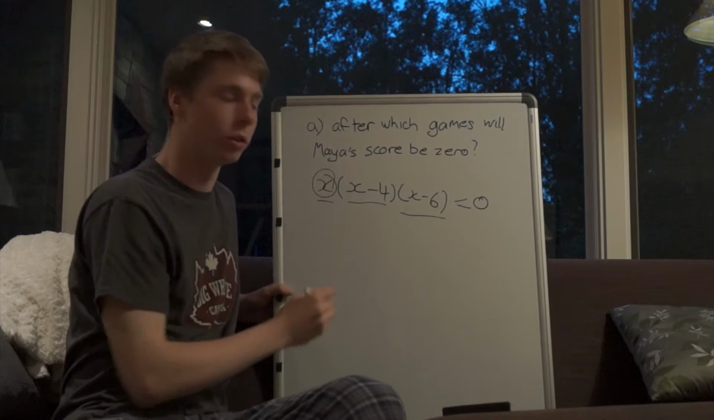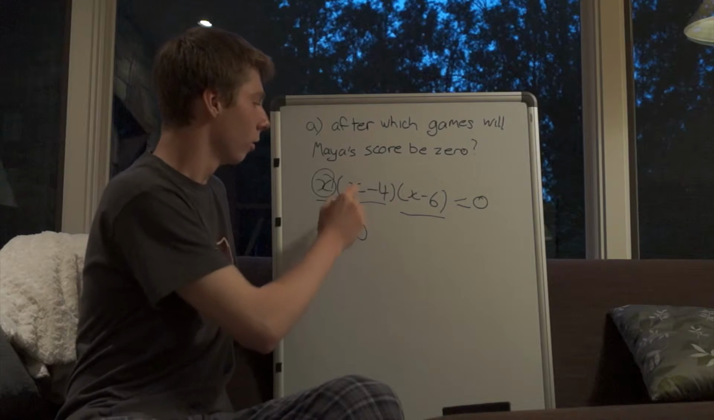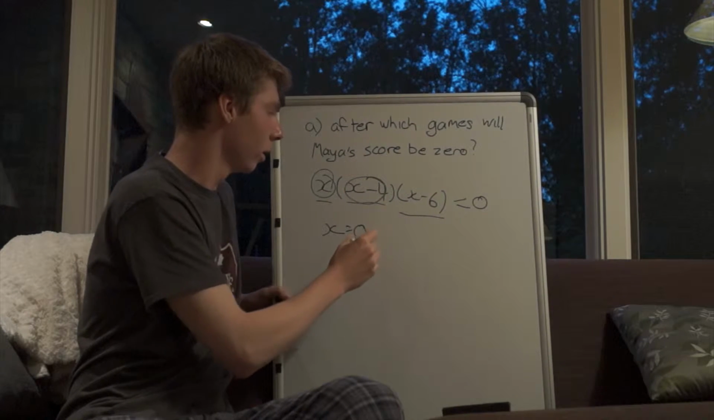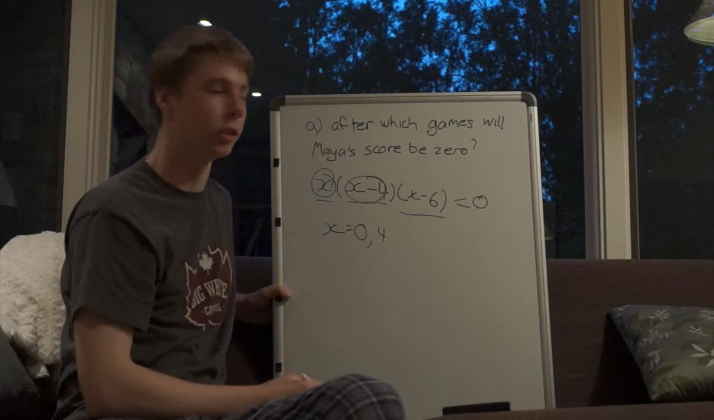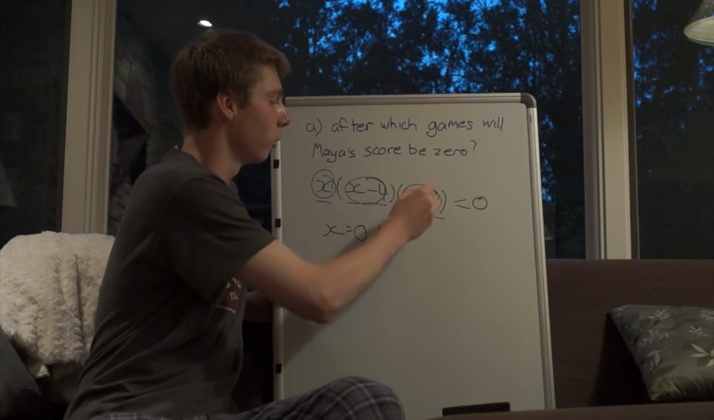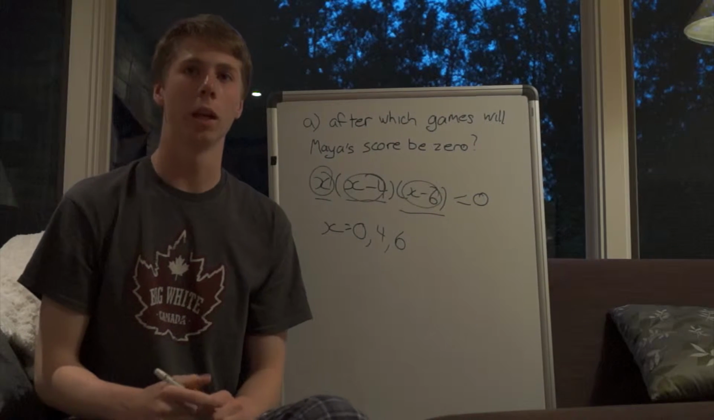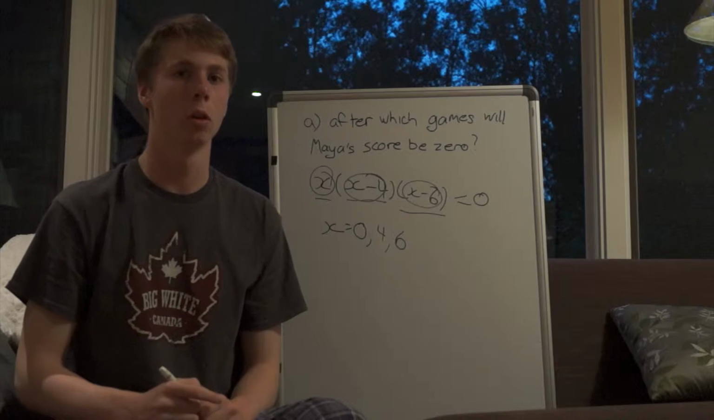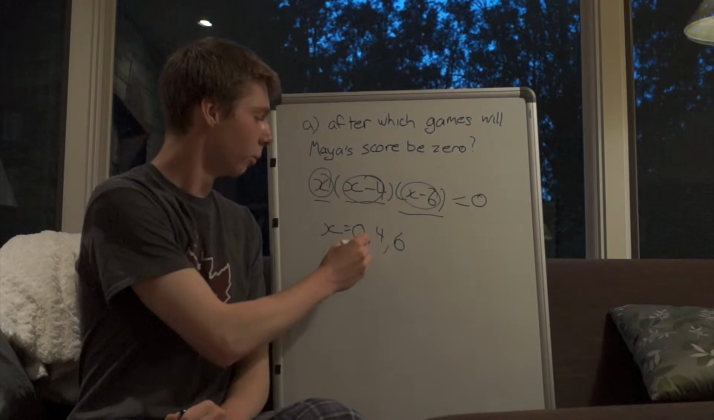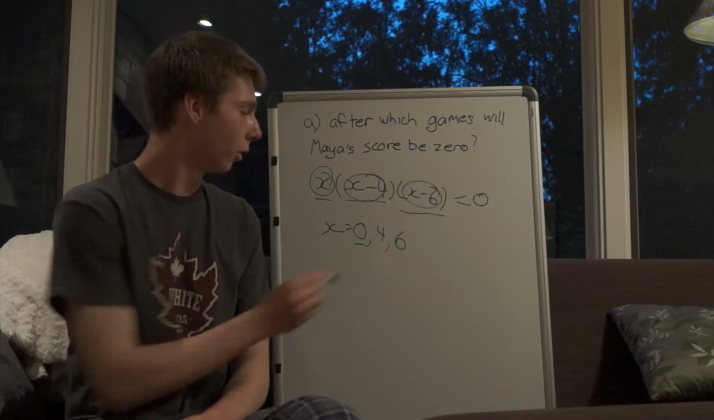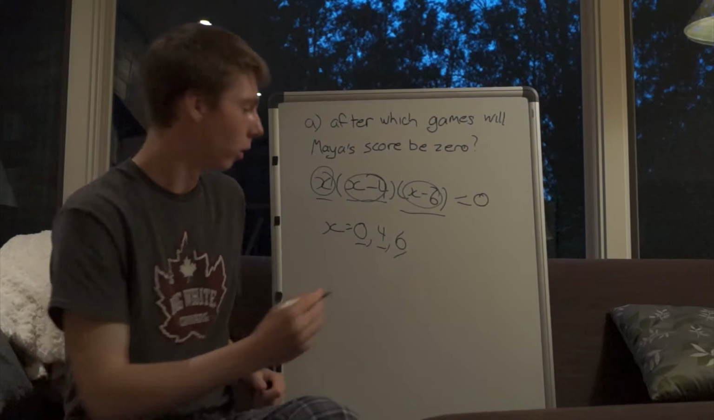For the first one to equal 0, x needs to be 0. For this one to equal 0, x needs to be 4, since 4 minus 4 gives you 0. Then for the third one, x needs to be 6. Now that we know the games after which her score will be 0, we can say that therefore, at the beginning of the game, since 0 means they haven't played a game, after game 4 and after game 6, she will have a score of 0.